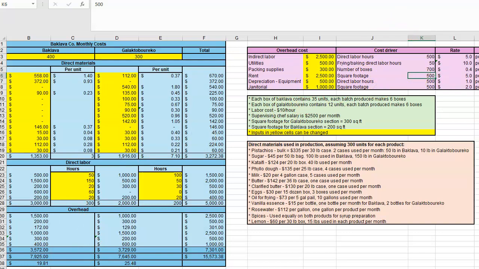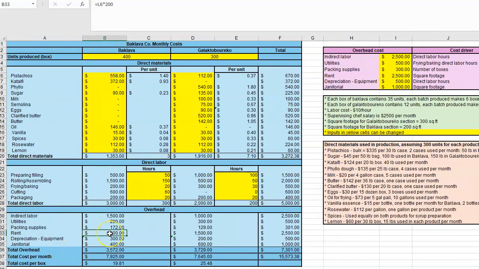Let me see that one real quick. Rent. So that was just kind of the assumption, right? Yeah, those are all hard-coded. Okay, sure. Let's see. Good. Okay. So you did a really nice job on the overhead.